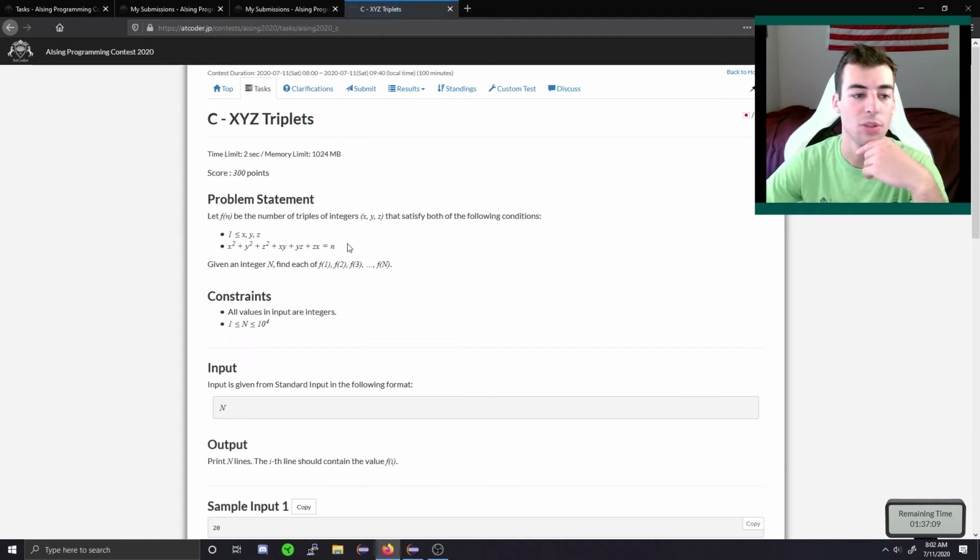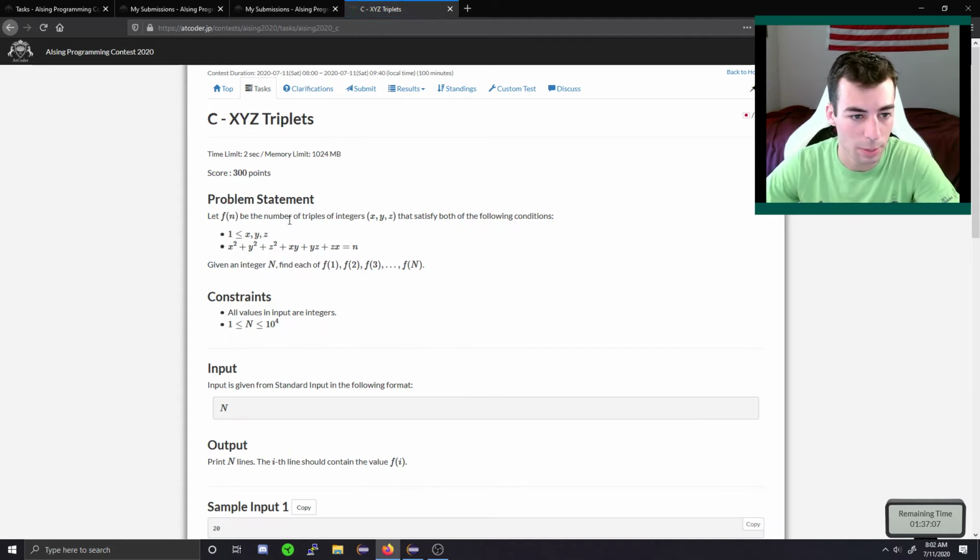All right, problem C, x, y, z triples. Let this be the number of triples of integers that satisfy both of the following conditions. They're all positive, and the squares of each of them plus the products of each pair is equal to n. Given an integer n, find each, wait, what? I see. Yeah, okay.